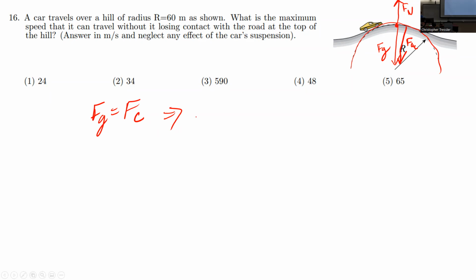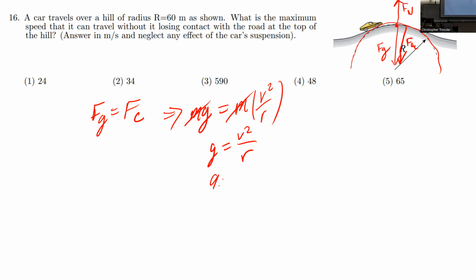We have our gravity: mg is equal to m v squared over r, right? Now notice the m cancels out. Do we have a v? Oh, we're finding the maximum velocity. Okay, cool. So g is equal to v squared over r, and the r is 60, so we have 9.8 meters per second squared equal to v squared over 60 meters.